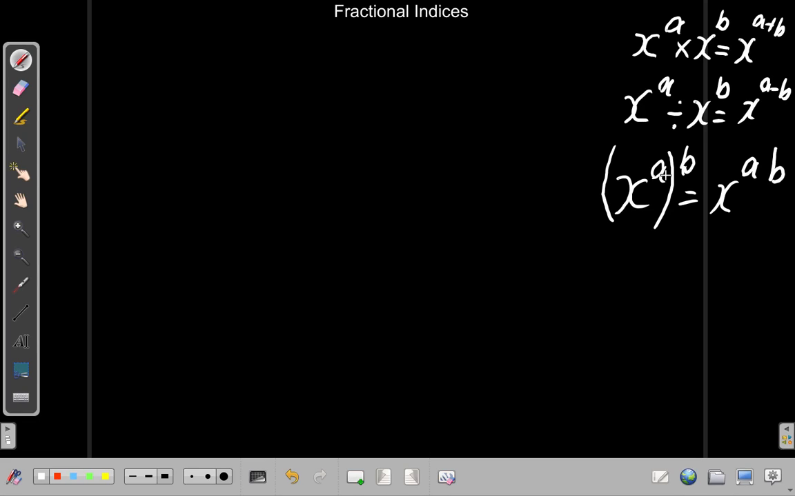Let's look at fractional indices. And in the corner here are the rules of logarithms, or the laws of logarithms. You should remember them. Now, we're looking at what happens when a number is raised to a fraction. So the index is a fraction.